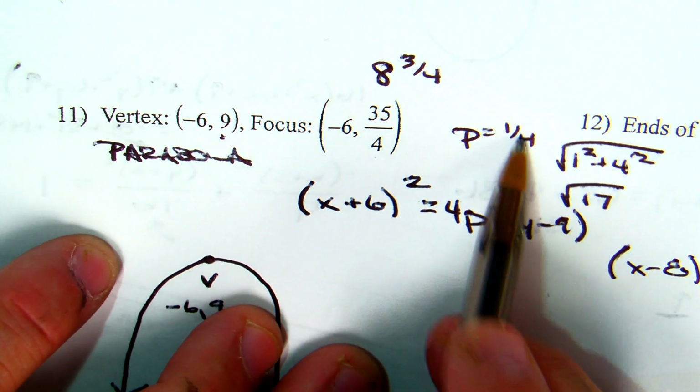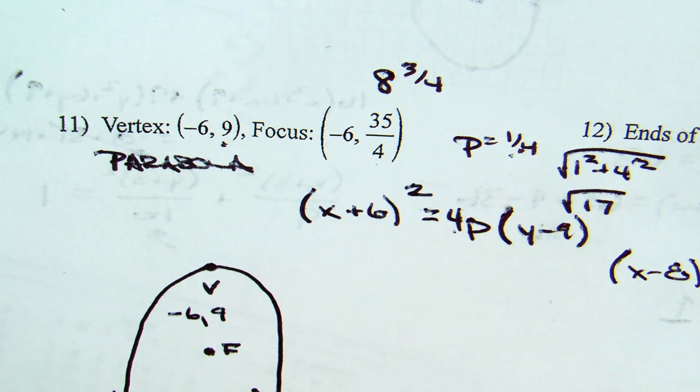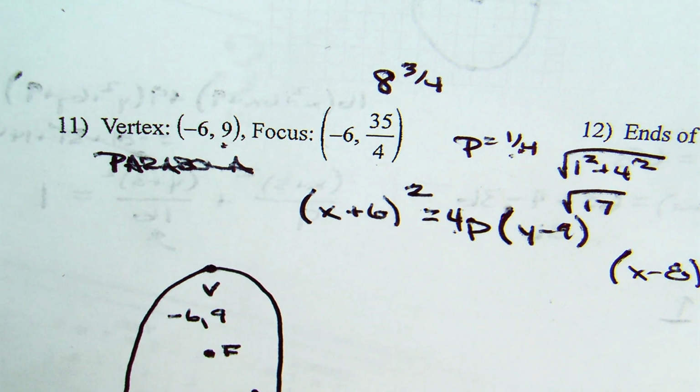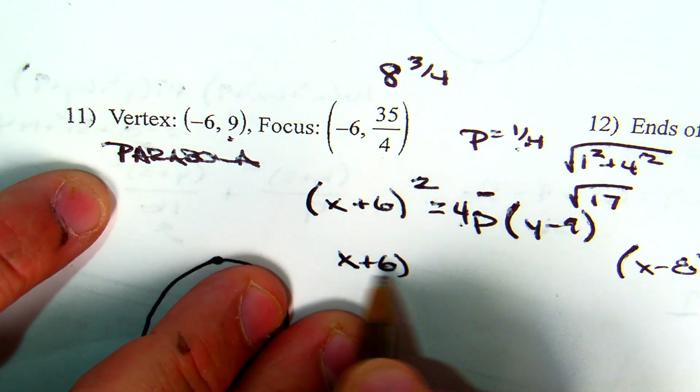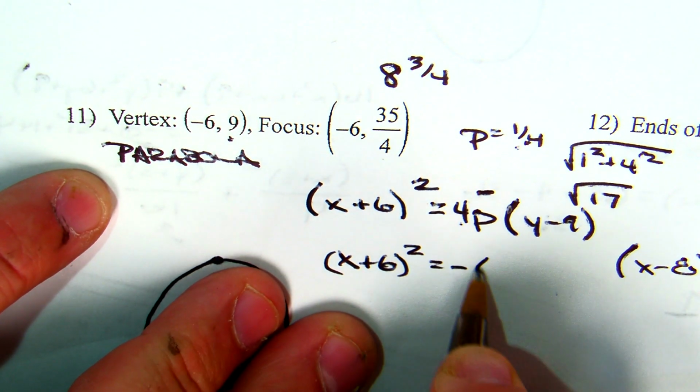But when I plug it in, 4 times 1/4, what do they do to each other? Cancel out. However, remember, instead of curved up, it's curved down. So P's got to be what? Negative. So when I'm all done, it's x plus 6 squared equals negative y minus 9.